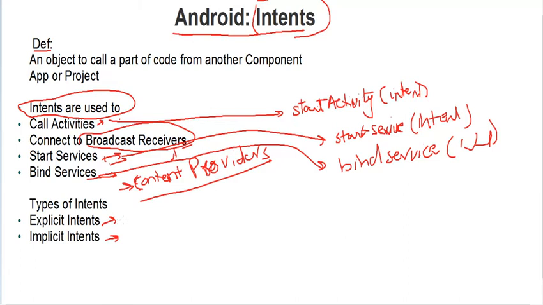Explicit intent means that you know the name of the component that you want to call, whether an activity or service or whatever, and it exists in the same app that you are programming, so you call the other component from one component using the explicit intent.